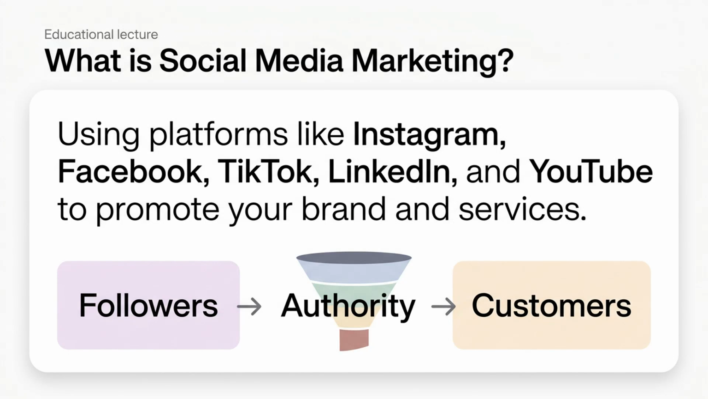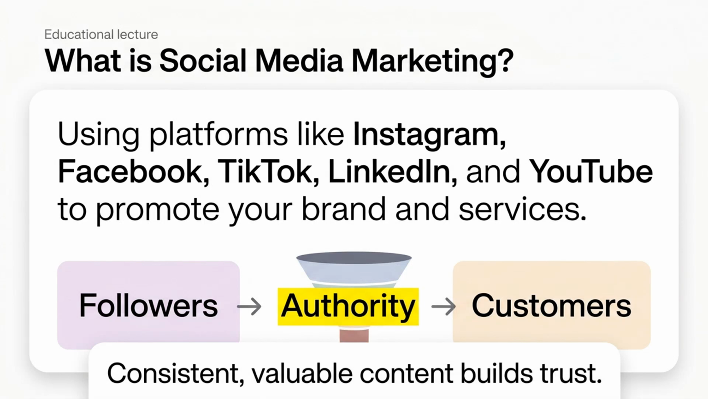So what exactly is social media marketing? Simply put, it's the process of using platforms like Facebook, Instagram, TikTok, and LinkedIn to promote your brand, products, or services. But it's not just about posting randomly. The goal is to build an online community, establish authority in your niche, and ultimately turn your followers into loyal customers. Building authority is key here.